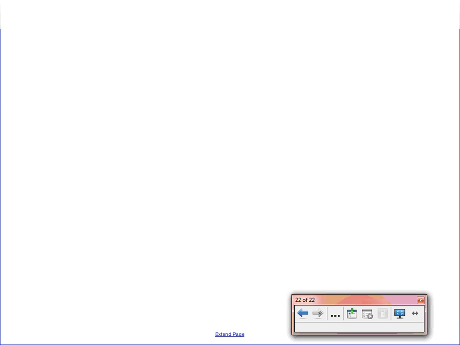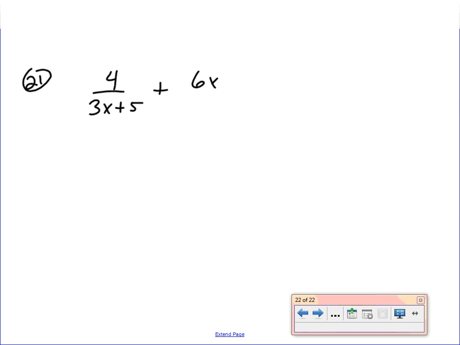All right, oops, 21, left that one off, so let me put it here. On 21, we're asked to add these two together. Of course, before I can add, I've got to have a common denominator, and that common denominator is actually just both of these multiplied together. So, 3x plus 5 times 2x minus 1, that is our least common denominator.